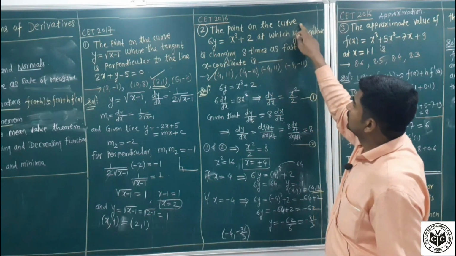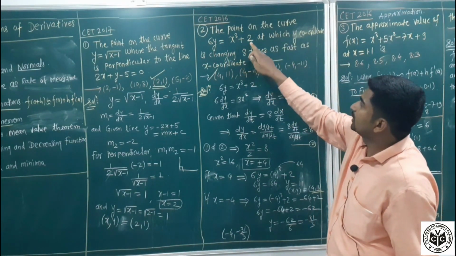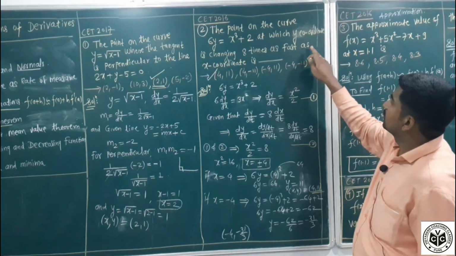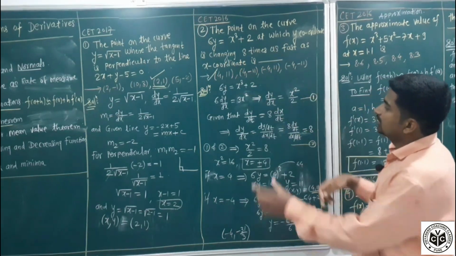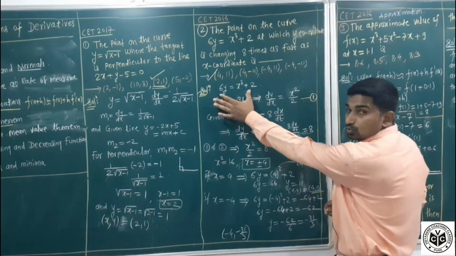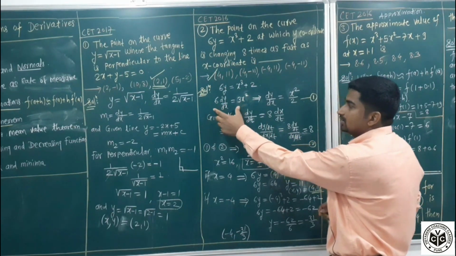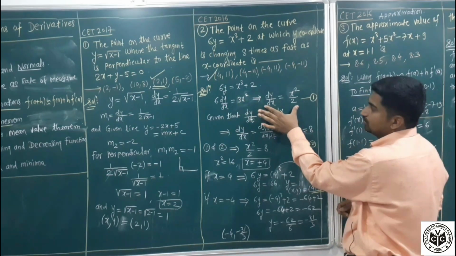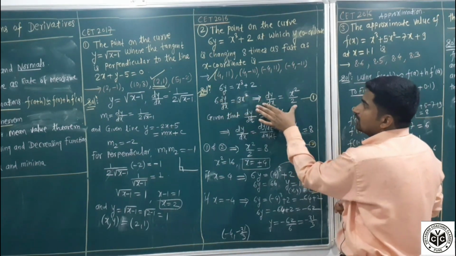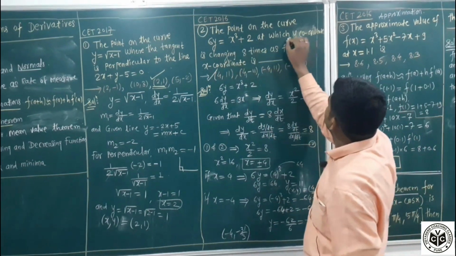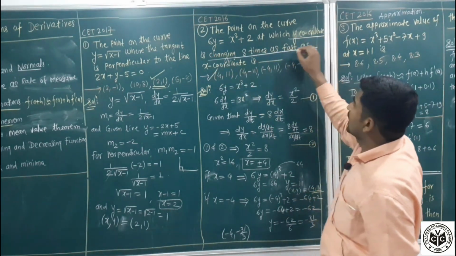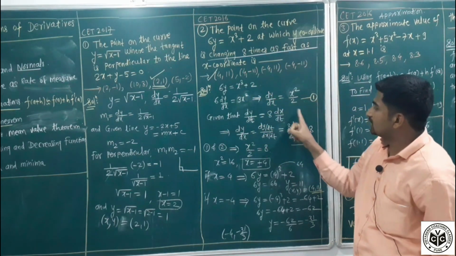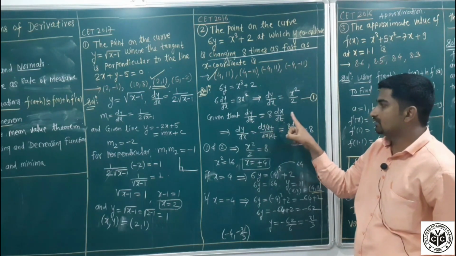The point on the curve 6y equal to x cube plus 2 at which the y coordinate is changing 8 times as fast as the x coordinate. So firstly, given that 6y is x cube plus 2, if we differentiate it, 6 dy by dx is 3x square, so my dy by dx is x square by 2. This is the y differentiation, and after that they are giving that the y coordinate is changing 8 times as fast, which means dy by dt is 8 times dx by dt.